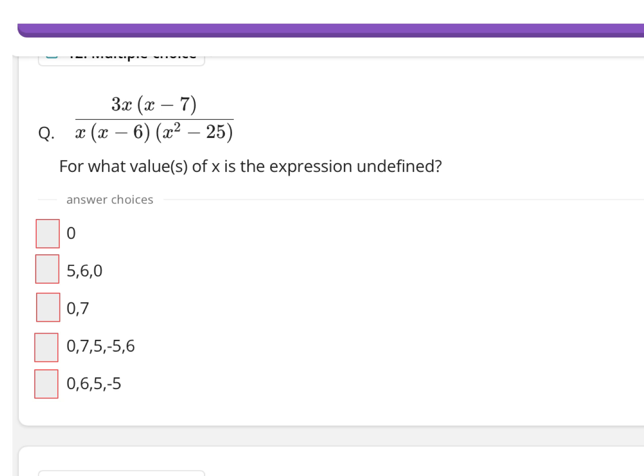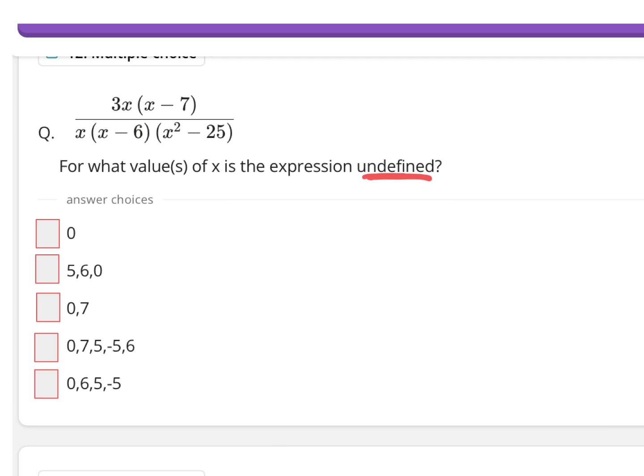This is a pretty straightforward question. Hopefully you guys understand it right off the bat. It says, for what value or values of x is the expression undefined? So first of all, you need to remember what undefined means. How do you get a fraction to become undefined? You need to end up with 0 in the denominator, okay? So the denominator has to be 0.